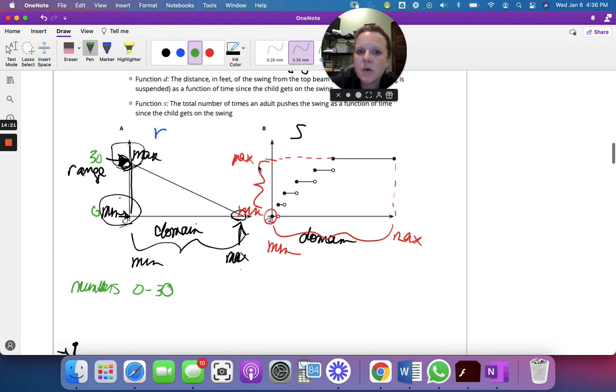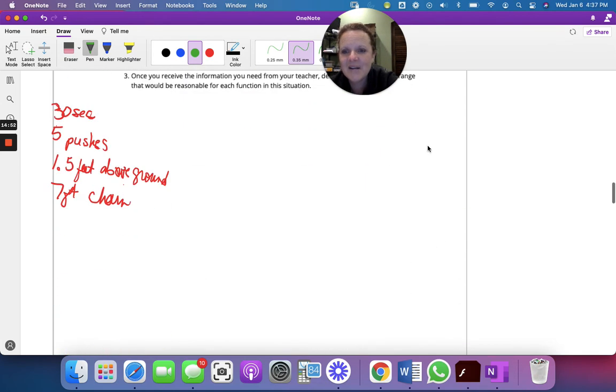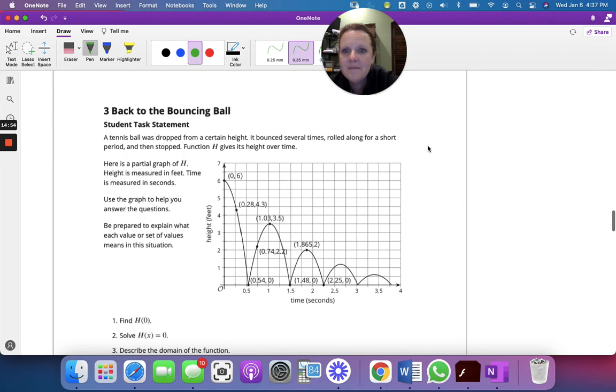And then the last one, which is the pushes. So our range, which is right here, is integers from 1 to 5. We could also say whole numbers from 1 to 5, right? Only whole numbers. I'm wrong, from 0 to 5. You guys would correct me if we were in class together, wouldn't you? Okay. Cool. Back to the bouncing ball.